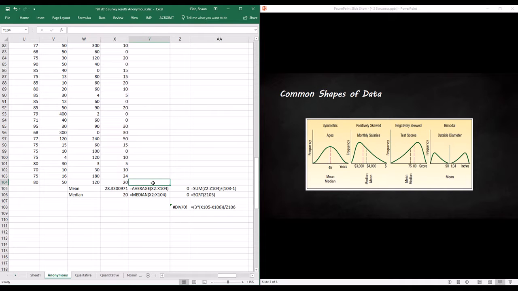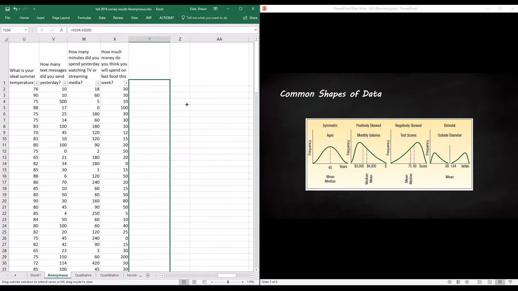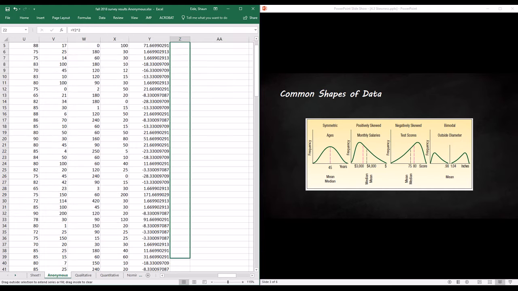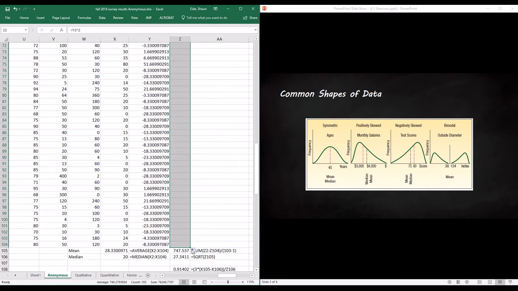The way that we do that is equals the data point minus the mean, and let's put a $ sign, and then we are going to drag it up. Okay, and then we are going to square it, equals, and the reason why we're squaring it is to get rid of the negative.